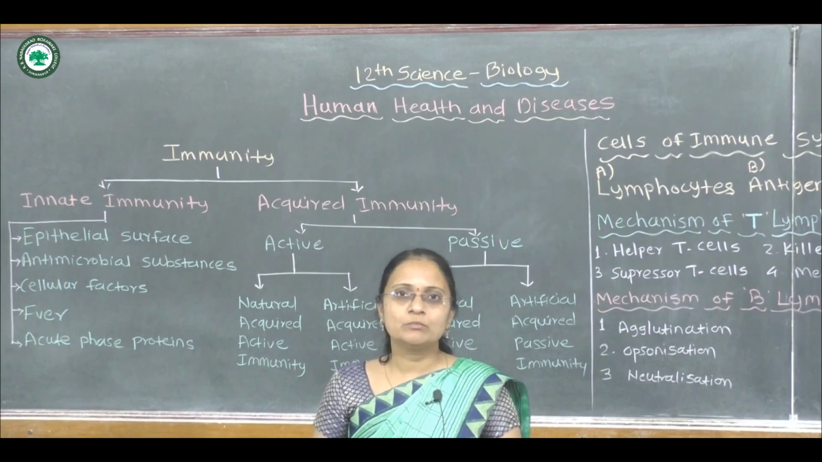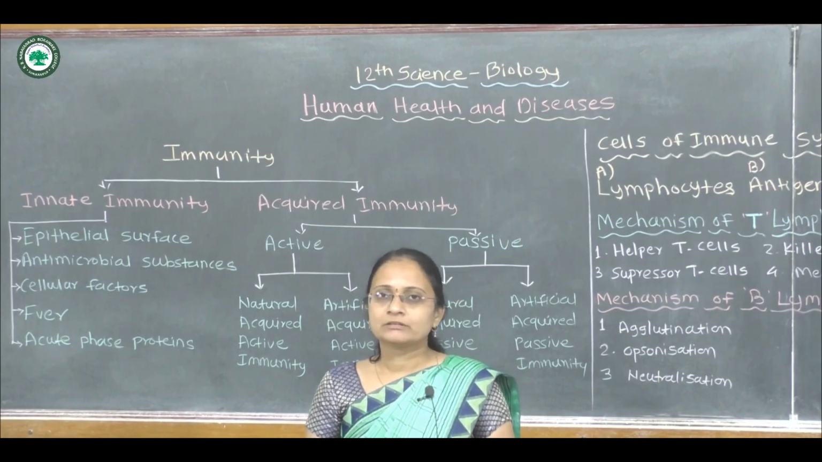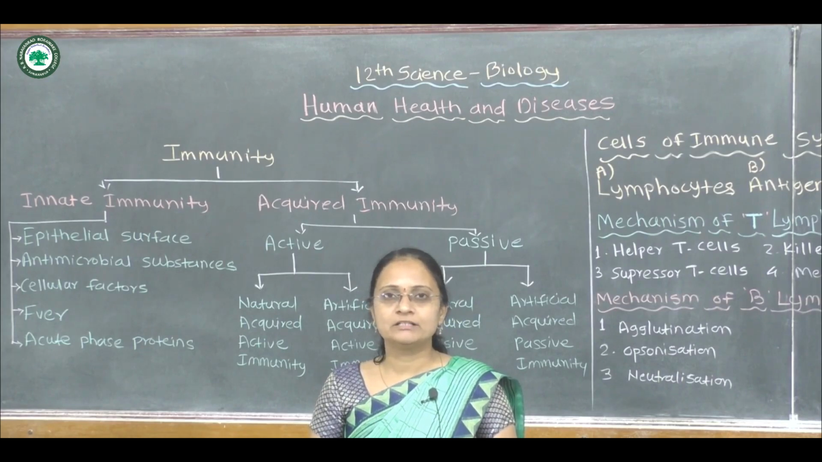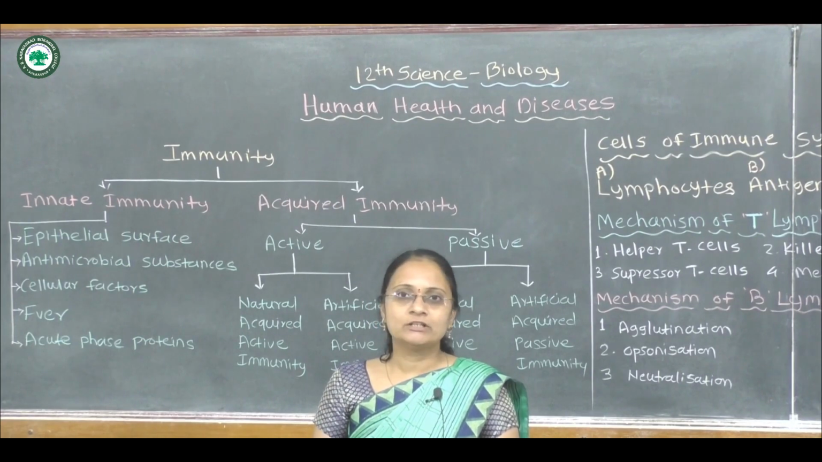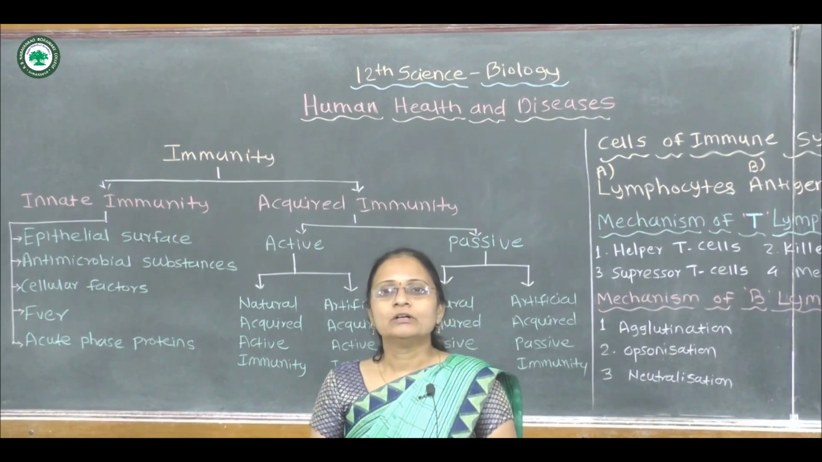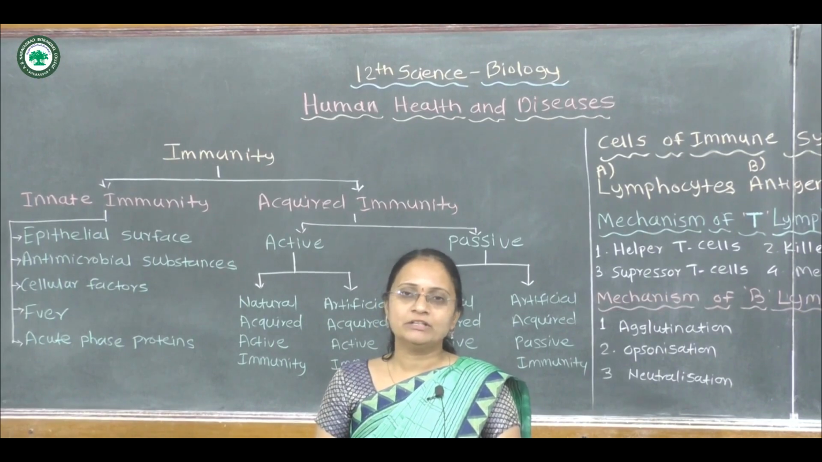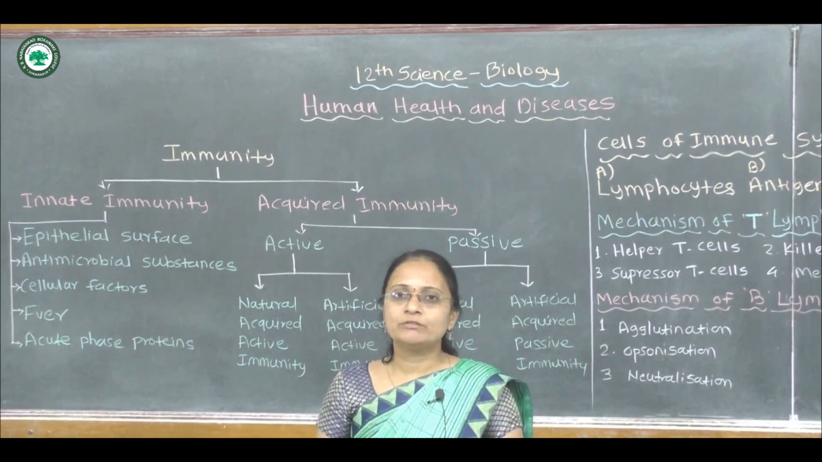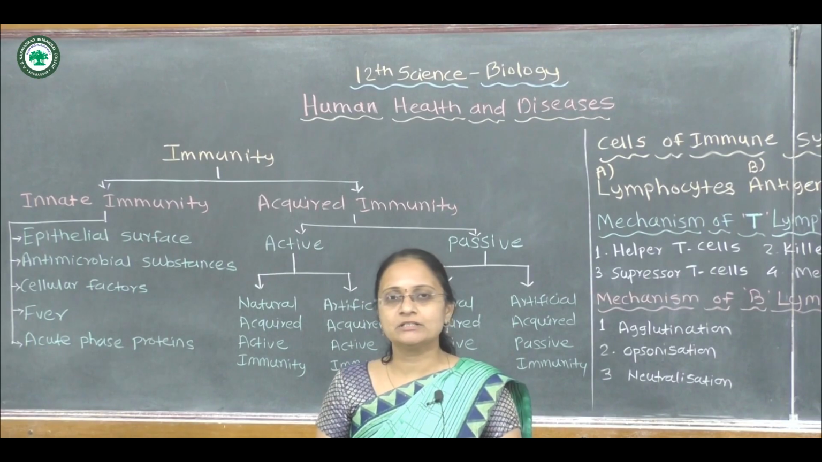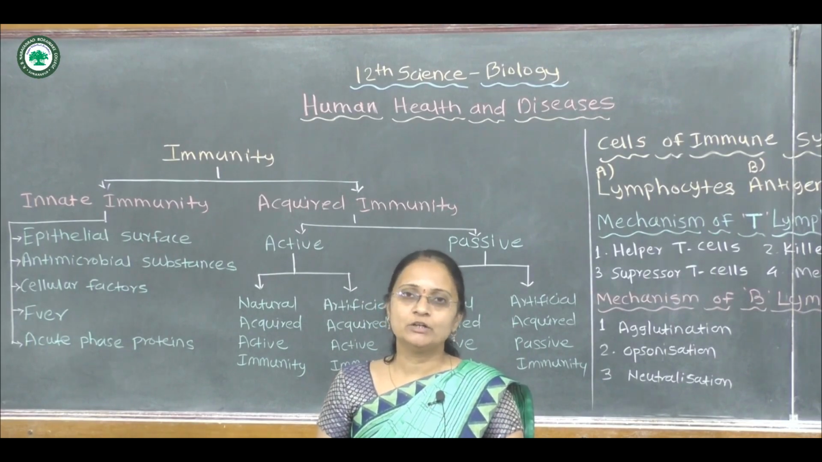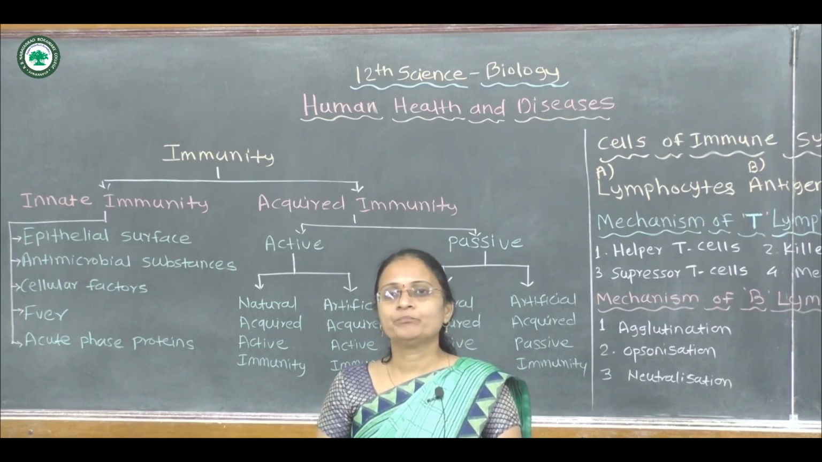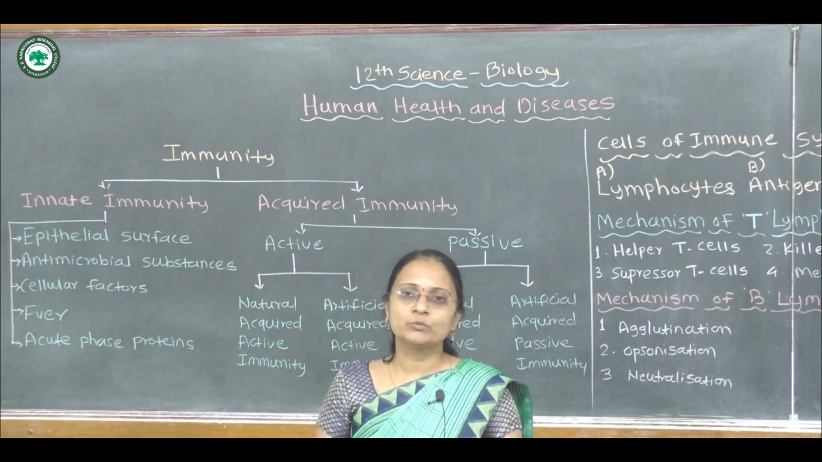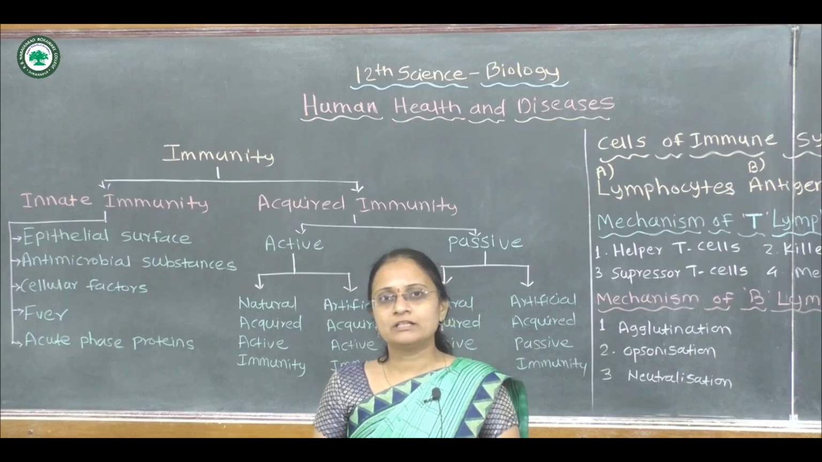As per the new syllabus of the State Board, the topic of human health and diseases covers immunity: the definition, types of immunity, how the immune system works in our body, which different cells help in the immune system, the structure of antigen and antibody, and their complex formation. In the second half of this chapter, we are going to show the different types of diseases. Now let's start with the concept of immunity.